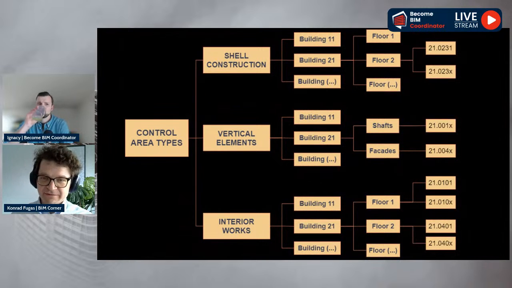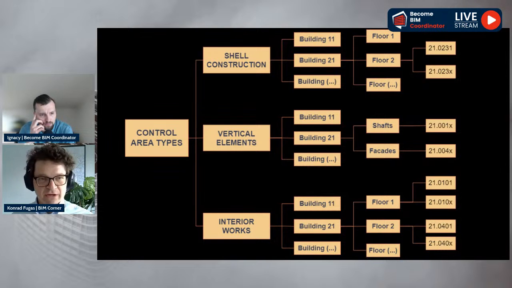To visualize the division into control areas, we created a relation schema for every control area in the building. So as you can see here, in our project we actually distinguish 4 types of control areas. The control areas for shell construction, because it comes first. Then for vertical elements, because they are completely different from the horizontal ones. And this is shafts and facades. And then for interior works, which are similar to shell construction, but come much later in the process.